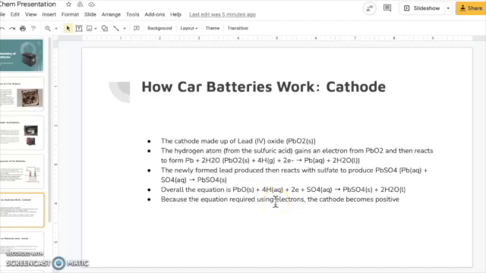Overall, the equation is PbO2, which is lead oxide, plus 4H, which is 4 hydrogens, and it produces 2 electrons. And as you can see there is SO4, which is sulfate, and then it combines to make lead SO4 plus 2H2O.